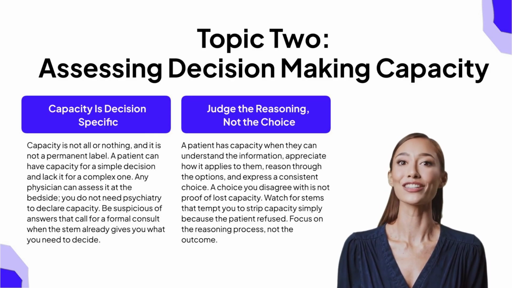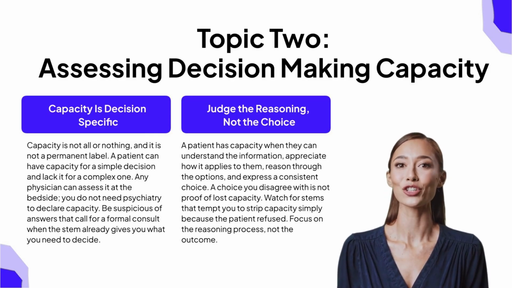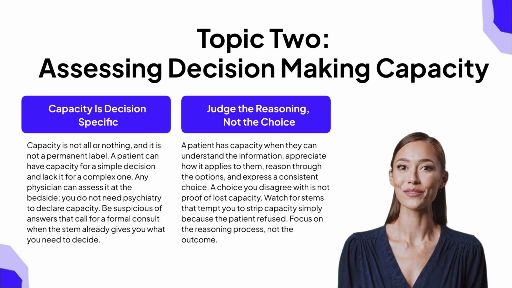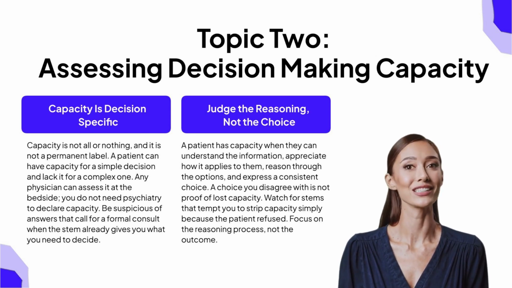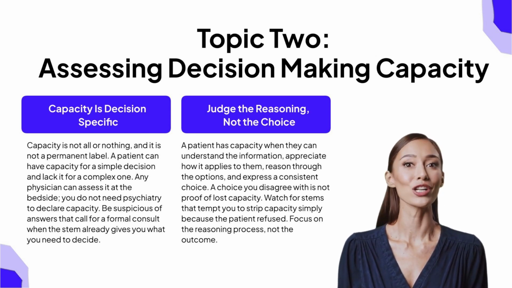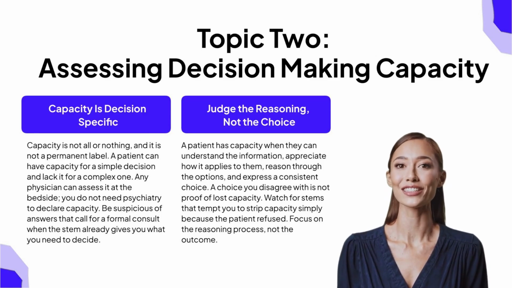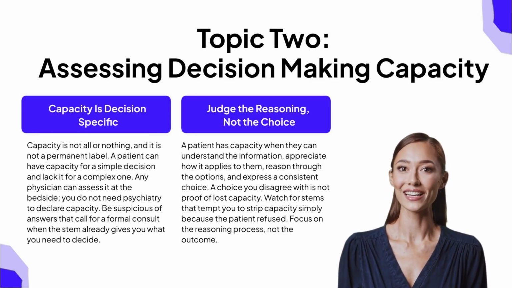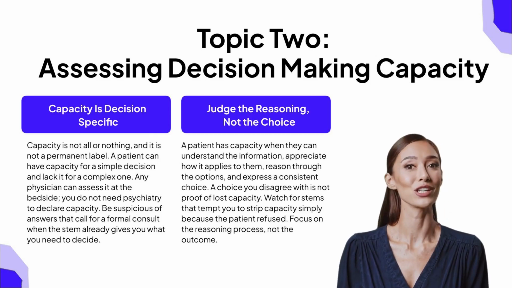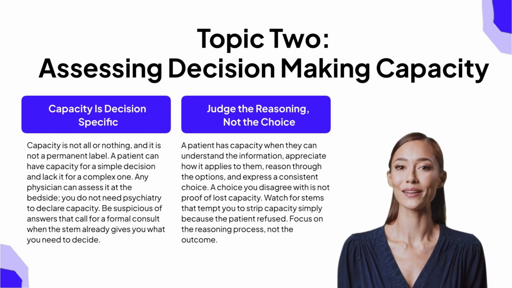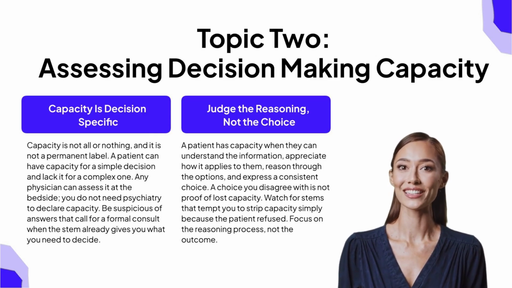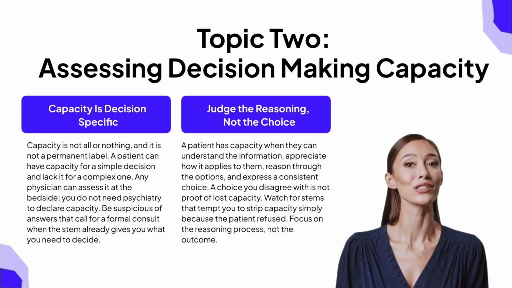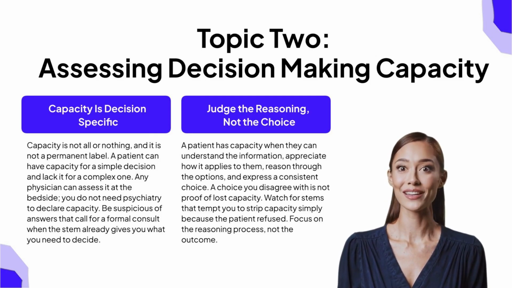Our second topic is decision-making capacity, and there are 2 ideas that unlock almost every question. First, capacity is decision-specific, and it can change over time. The same patient may have the capacity to consent to a blood draw, yet lack it for a major operation, and delirium or intoxication can take capacity away temporarily and give it back later. Remember that any treating physician can assess capacity at the bedside. You do not need a psychiatry consult to establish it, so be careful with answers that reflexively call for one when the stem already hands you the assessment.